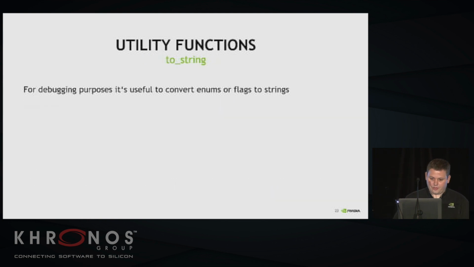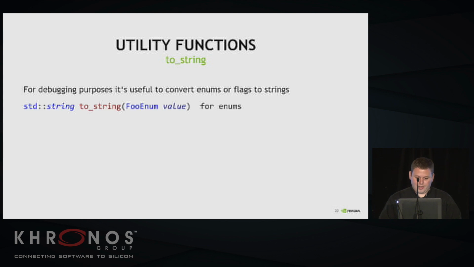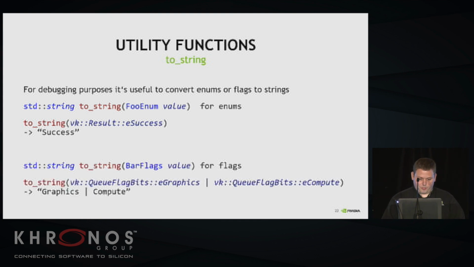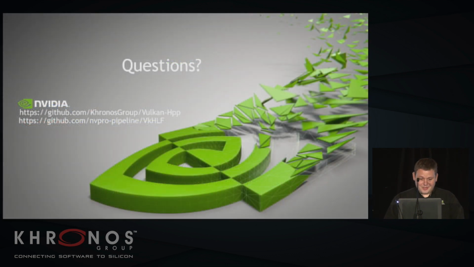And finally, we added some debug functions, to string, for enums and for flags. So you can call to string on each enum, and you get just the name of the enum without all this fancy stuff around. So for vk result x success, you get x success. And if you call it on some flags, you get all flags which have been set inside this flags one. And that's it. Do you have any questions?